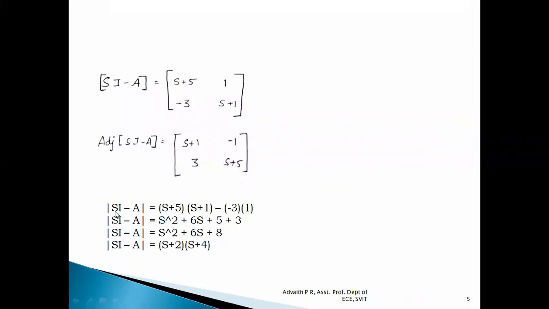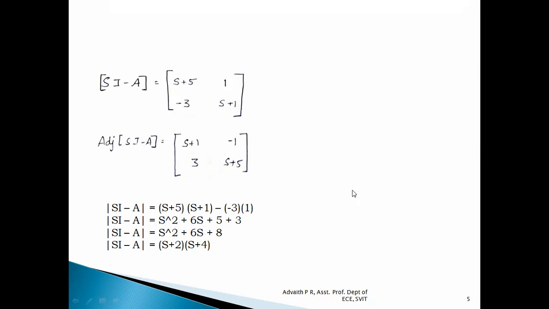To find the determinant of SI minus A, this is the SI minus A matrix: S plus 5 into S plus 1 minus 3 into 1. When we simplify this, we'll get S square plus 6S plus 5 minus minus S plus 3. So the determinant of SI minus A will be equal to S square plus 6S plus 8. When we simplify this, we'll get the roots as S plus 2 into S plus 4. So this is the determinant of SI minus A which we have got.